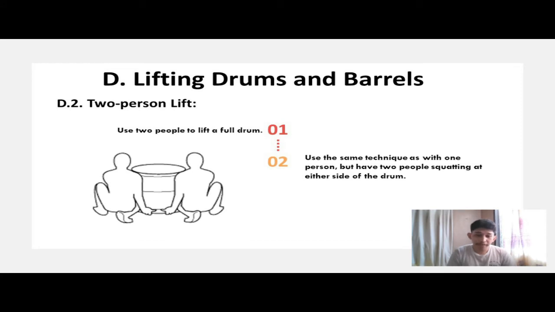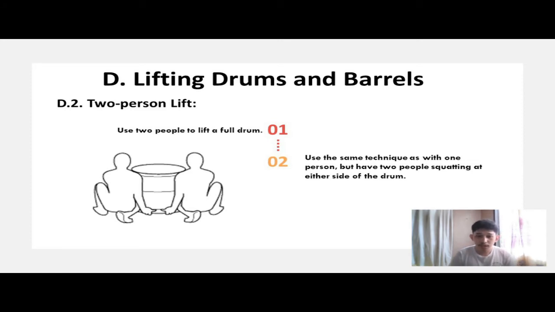Similar to lifting heavy or bulky sacks, there are some instances that you alone cannot lift a heavy drum alone. So in that instance, you need to be accompanied by some person so both of you can successfully raise a drum. So here you're going to use the same technique as with one person, but this time you have two people squatting at either side of the drums.